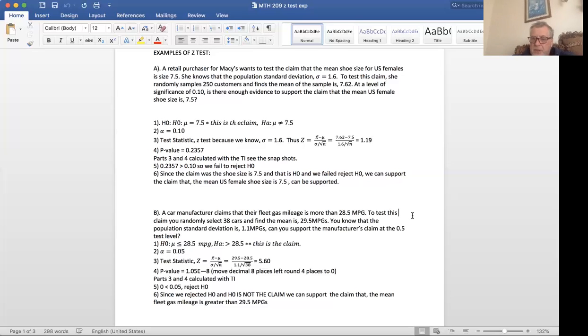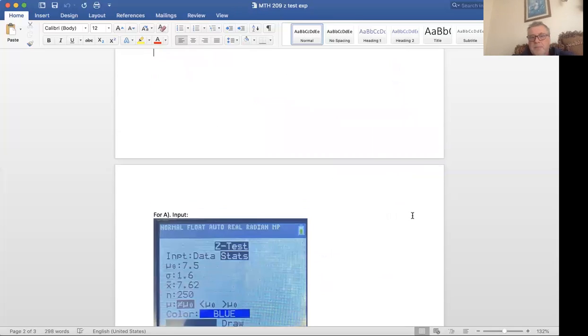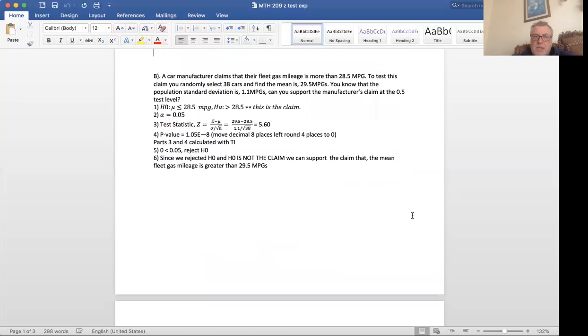Let's look at another example. This is example B. Example B: a car manufacturer claims that the fleet gas mileage is more than 28.5 miles per gallon. To test this claim, you randomly select 38 cars and find that the mean is 29.5 miles per gallon. You know that the population standard deviation is 1.1 miles per gallon.